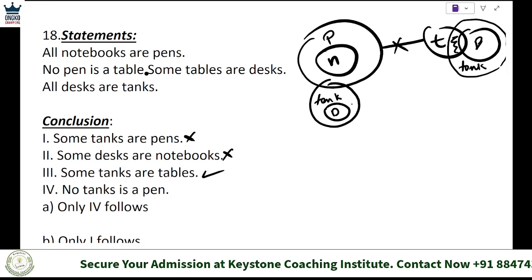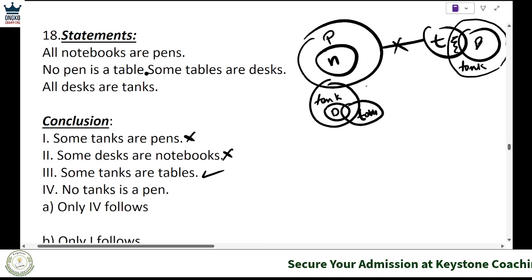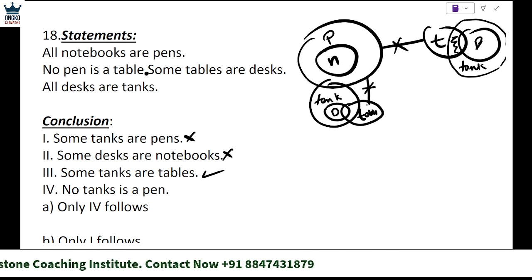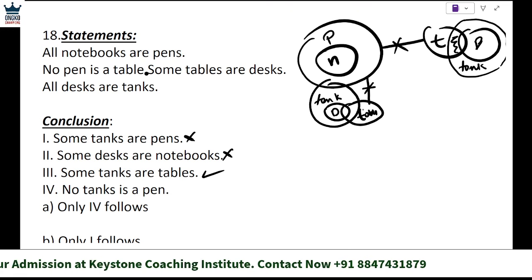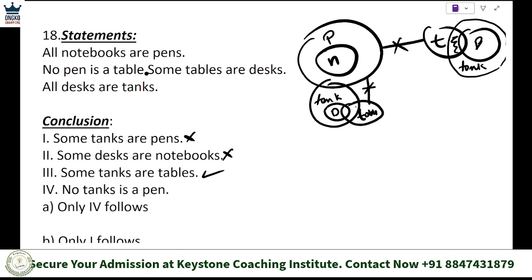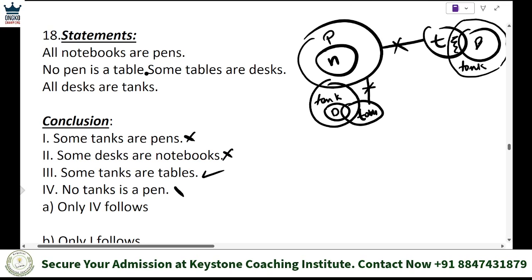Yes, and dex is sharing with table. And table and pen do not join; they are not even touching. We are not violating the statement, as the statement said no pen is table. We are just rearranging the diagram. So now they are touching, right? If they are touching, the answer is false. If they are not touching, the answer is true.